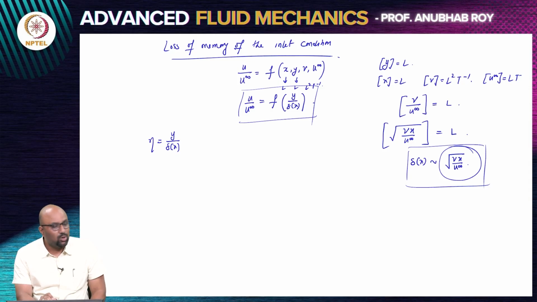At this moment I don't know what delta of x is. We have obviously got a clue based on dimensional argument, but we will get this in a more exact manner. So we will say that there is a similarity variable here where the transverse coordinate y is scaled by some thickness which is x dependent, and this automatically tries to give you a feel for what you are doing. What you are doing is you are stretching the boundary layer.